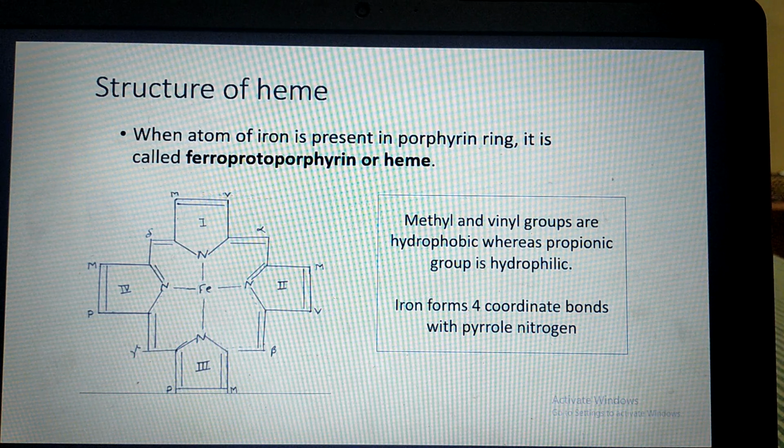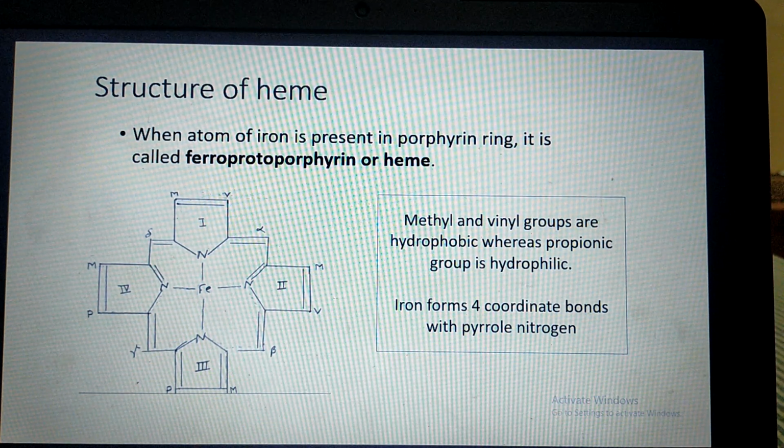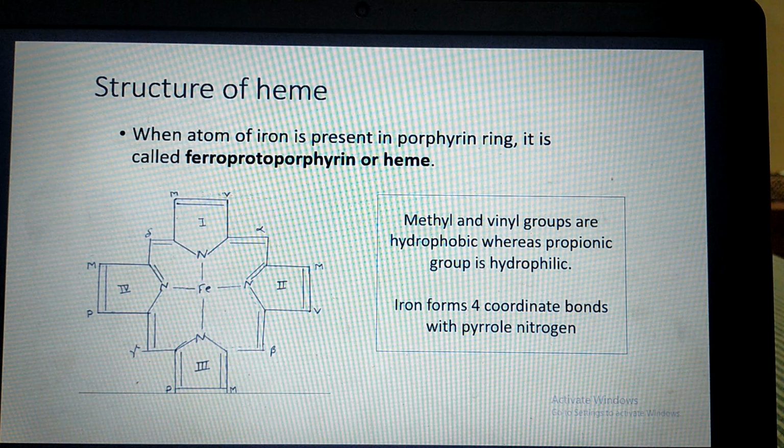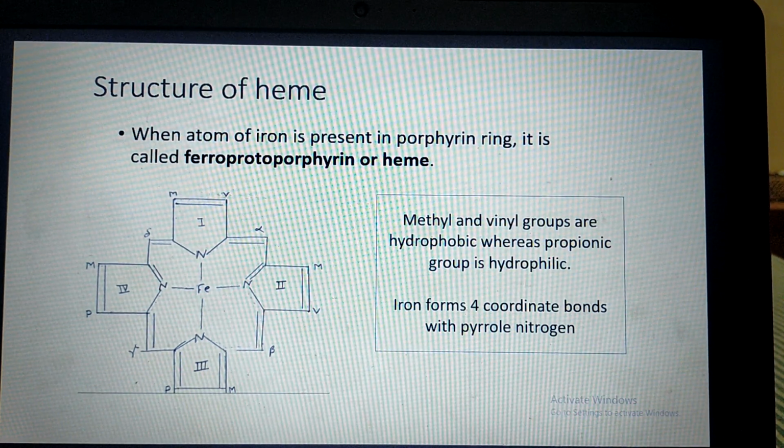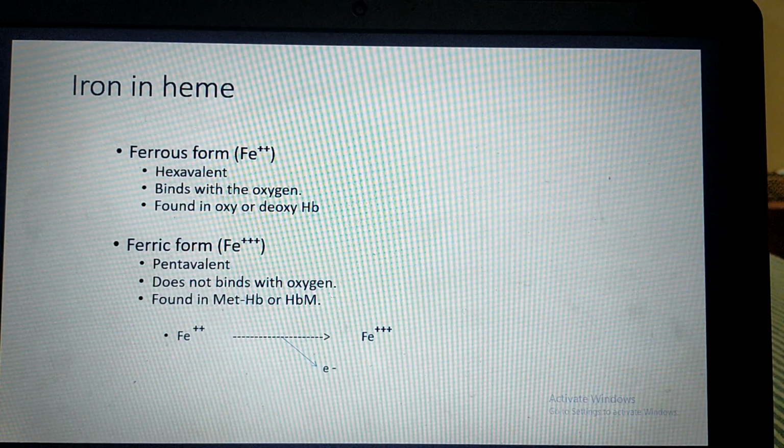So this iron is attached to the 4 nitrogen atoms of a porphyrin ring by 4 coordinate bonds. This is a normal heme. Again you see this ring is the protoporphyrin 3 ring. Here methyl and vinyl groups are hydrophobic, whereas propionic group is hydrophilic. Now about the iron in heme.